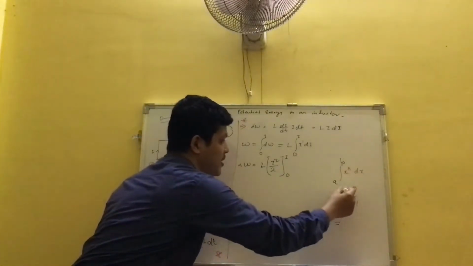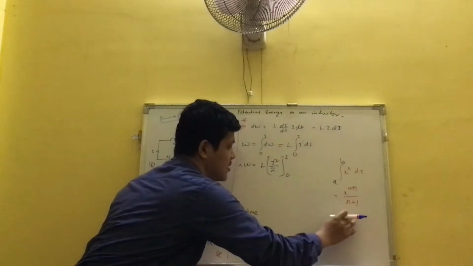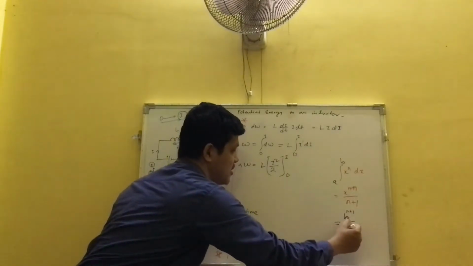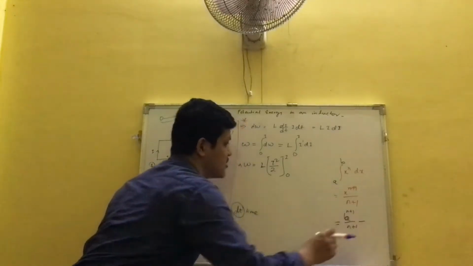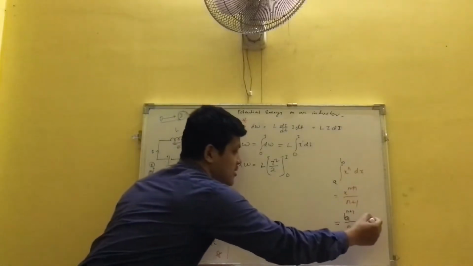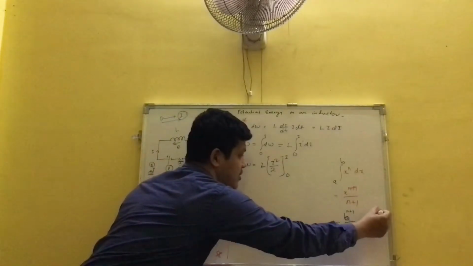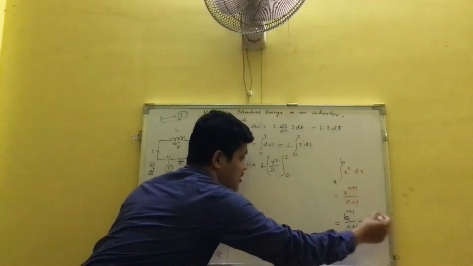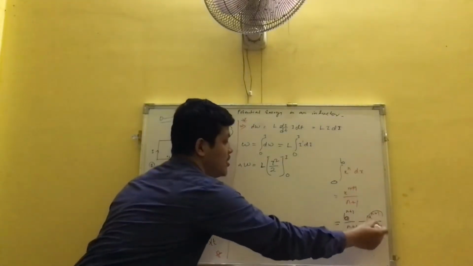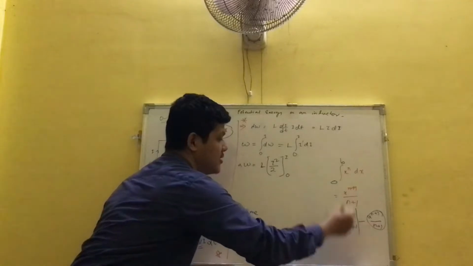You have to put the upper limit here, upper limit is B, in this case B to the power n plus 1 by n plus 1. Then you have to subtract the result obtained by putting the lower limit, then A to the power n plus 1 by n plus 1. That's how we can do. So if it is 0, then this thing will be 0, right? Only we will get these things.